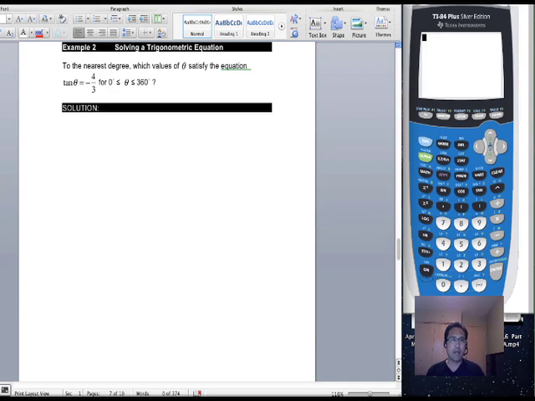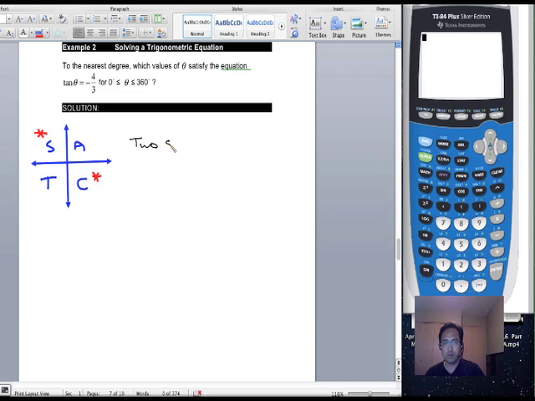When we calculate it, we want to be thinking of CAST here, right? And that'll tell us what regions we'll be answering in. If you remember from CAST last time, a little memory device, CAST. Cosine's positive here. All the trig ratios are positive in quadrant 1. Sine is positive in quadrant 2. Tangent is positive in quadrant 3. For this tangent to be negative, it must mean that my answer is going to be in quadrant 2 and quadrant 4. Okay, so from this we see that there are two possible solutions.